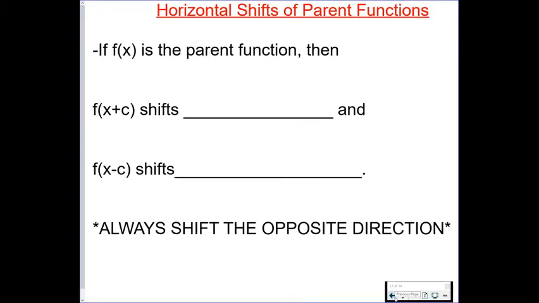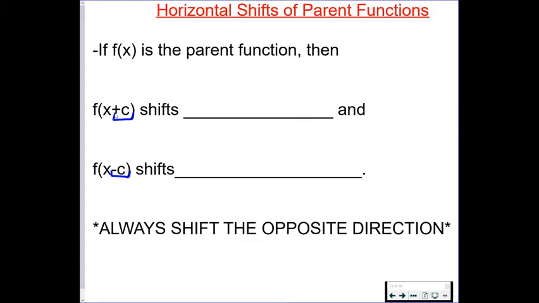Besides shifting graphs vertically, we can also shift them horizontally. So if I give you a parent function and I put something on the inside with the x value, whether that be parentheses, absolute value bars, whatever's next to the x that's on the inside of the function, that tells me to shift left or right.